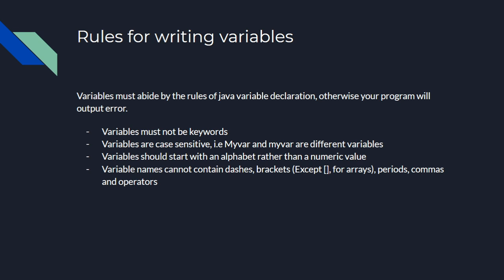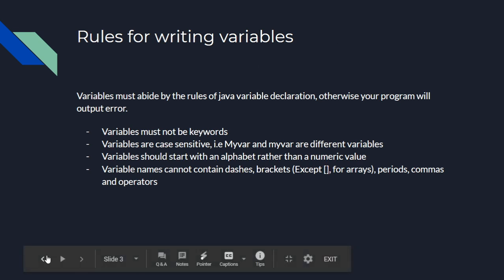Variable names cannot contain dashes, brackets except for square brackets for arrays, periods, commas, and operators. Operators are the special characters that work on variables as well as numerical values. Operators cannot be used in identifiers because it will confuse the compiler about what function we want to execute. Variables cannot contain any type of brackets except for square brackets, because square brackets are used at the end of the variable name to specify arrays. Since arrays are not on our agenda today, we will not be talking about that in this session.